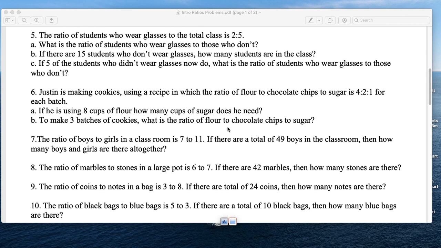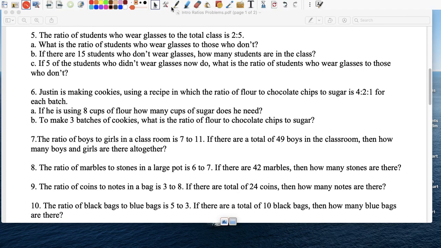The ratio of students who wear glasses to the total class is 2 to 5. So wear glasses to the total 5. Let me write 5 total here. So if 2 wear glasses, that means how many don't wear? 3 don't wear. So we can write that. What's the ratio of students who wear glasses to who don't? Well, I just wrote that, right? If there's 2 who wear out of total 5, 3 don't wear, so the ratio would be 2 to 3.